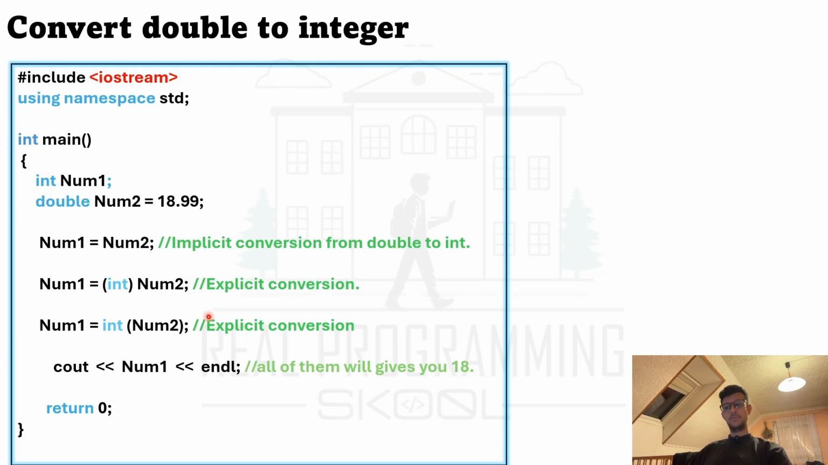This is with implicitly. But explicitly, while you tell the compiler which data type you want to convert from and to, there is no problem with explicit. All right, and in the end, if you print all of them, num1, they will all give you 18. Now let's go to Visual Studio Code to see how this program works.